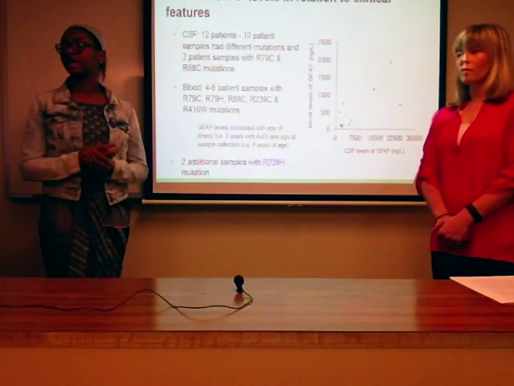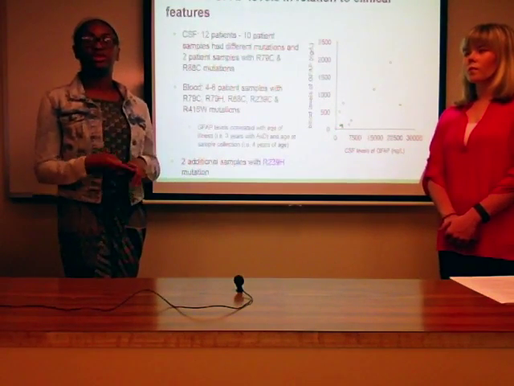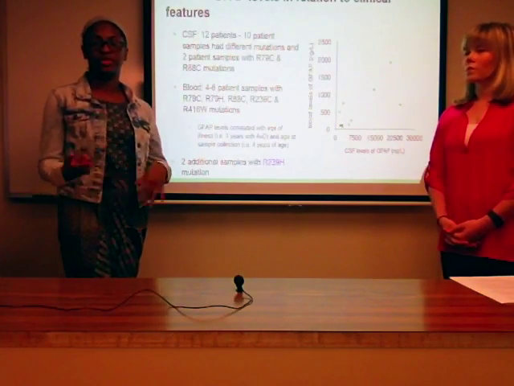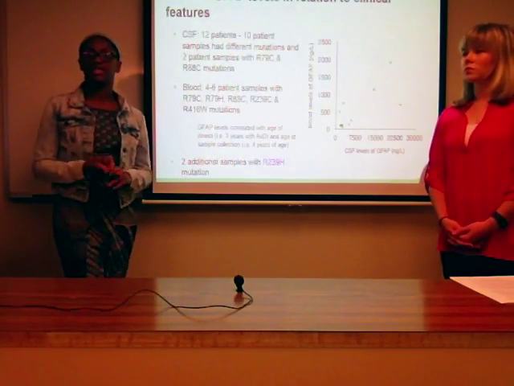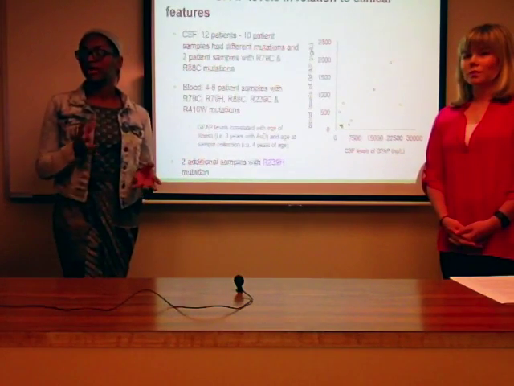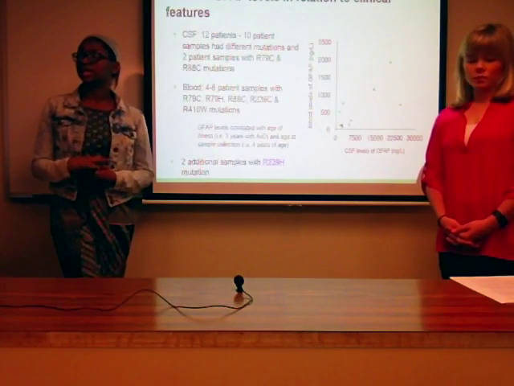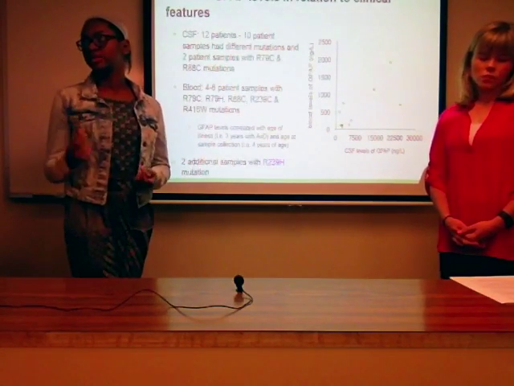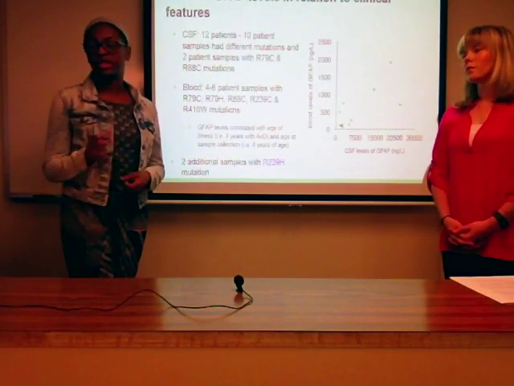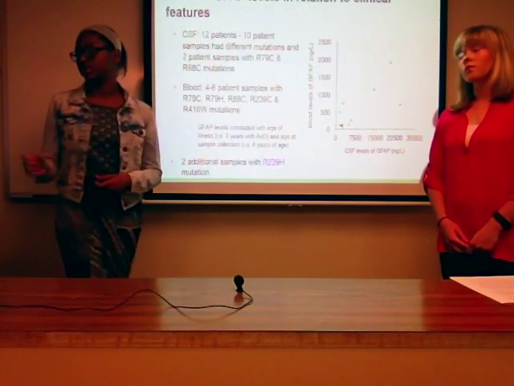And they noted in here how the GFAP levels correlated with two things: the age of the illness, so if someone had the disorder for about 3 years, as well as the age of the sample collected. So if someone was in the infantile stage, they were trying to see if that correlated with the age of the illness. And then they also looked at 2 additional samples that had a specific mutation, the R239H, and they noted that that mutation specifically had a lot of correlation with the disorder.